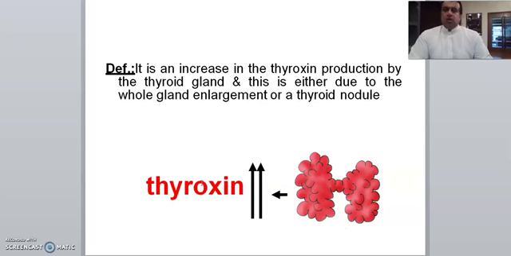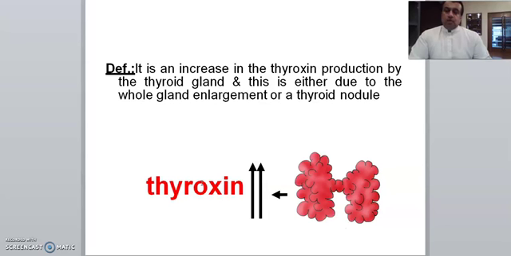So when we classify a thyroid enlargement of the gland, it could be euthyroid, it could be hypothyroid, or it could even be hyperthyroid. Not necessarily is an enlarged thyroid gland producing excessive hormones.